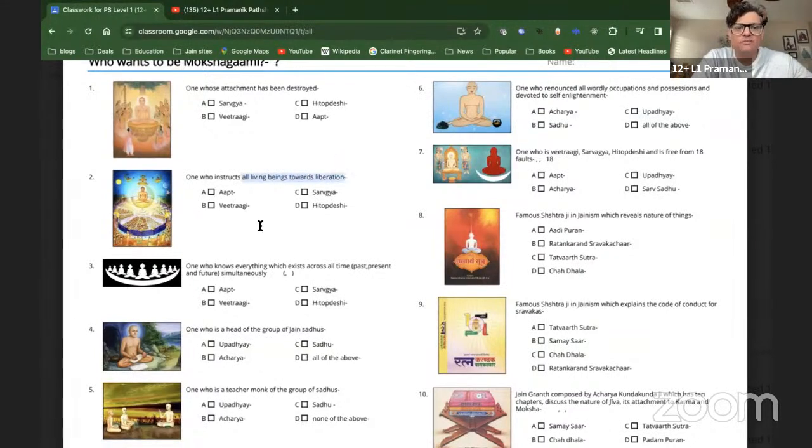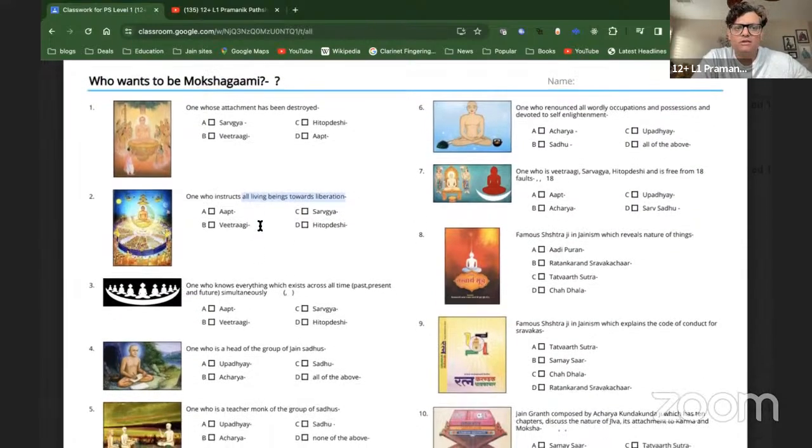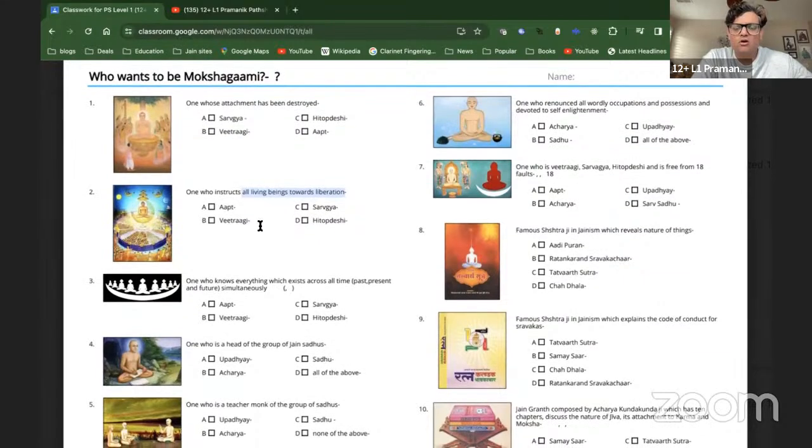One who shows the path. What are they called? What is the word used for the Mokshgami Jeeves or the Jeeves who show or instruct all living beings towards liberation, who motivates them towards liberation? Are they called Apt? Are they called Vitragi? Are they called Sarvagya? Or are they called Hitopadeshi?